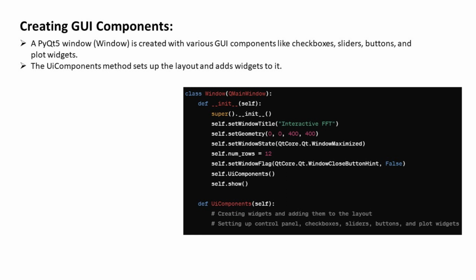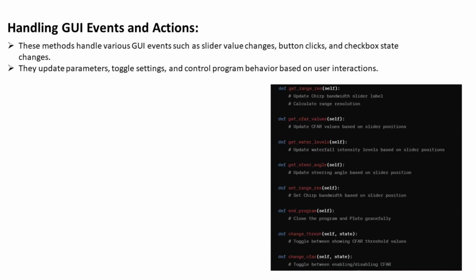Creating GUI components. A PyQt5 window is created with various GUI components like checkboxes, sliders, buttons, and plot widgets. The UI components method sets up the layout and adds widgets to it. Handling GUI events and actions. These methods handle various GUI events such as slider value changes, button clicks, and checkbox state changes. They update parameters, toggle settings, and control program behavior based on user interactions.